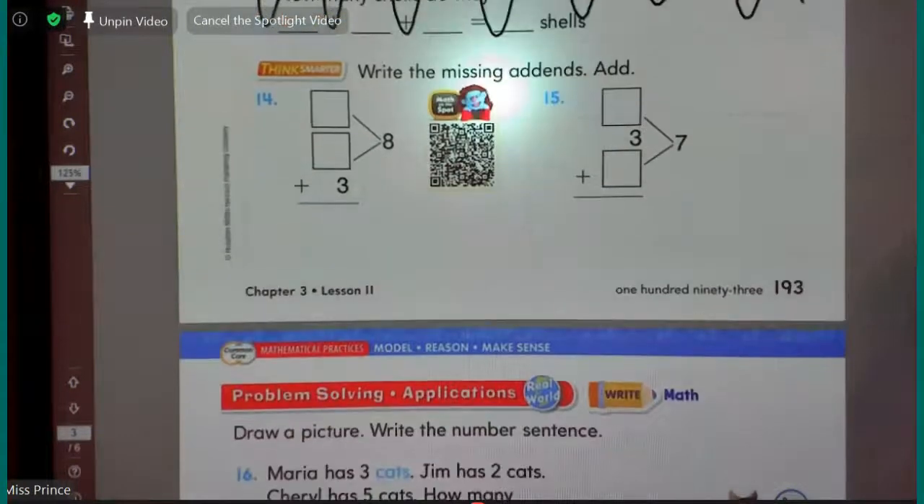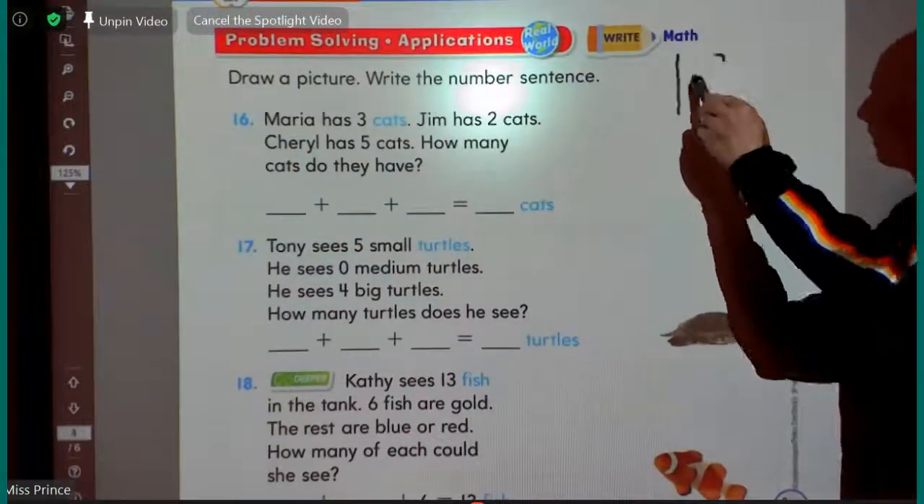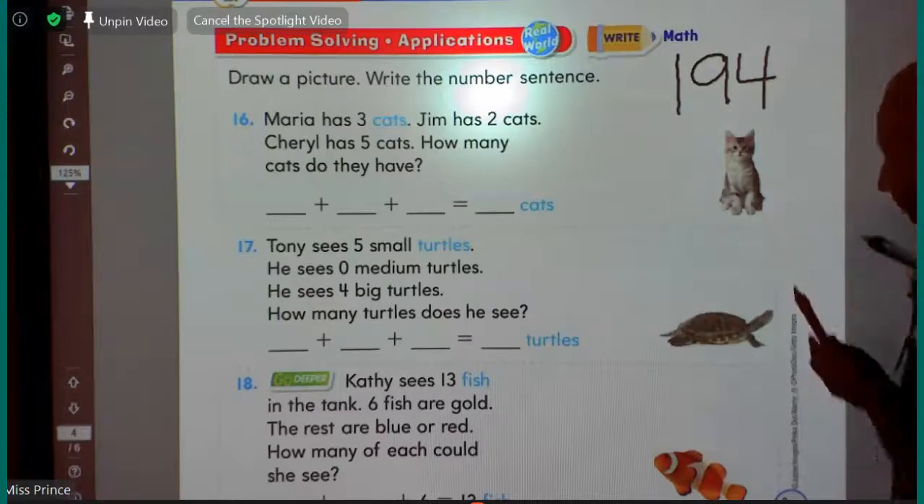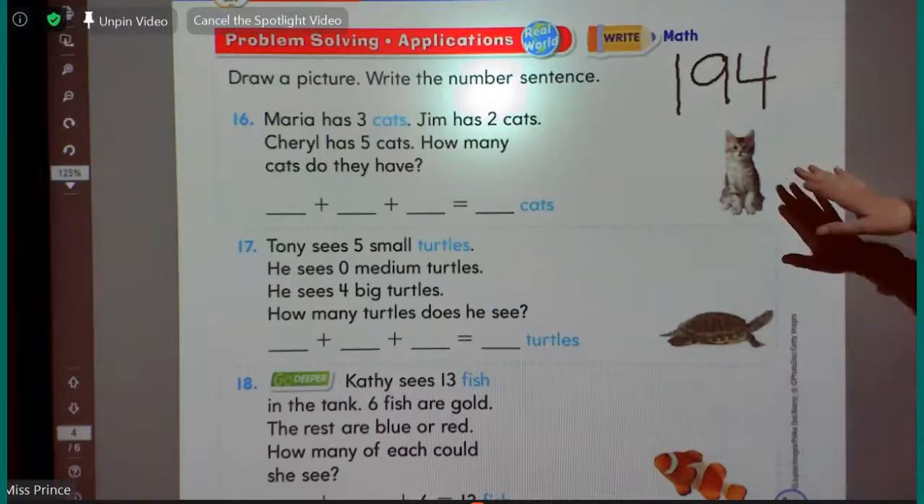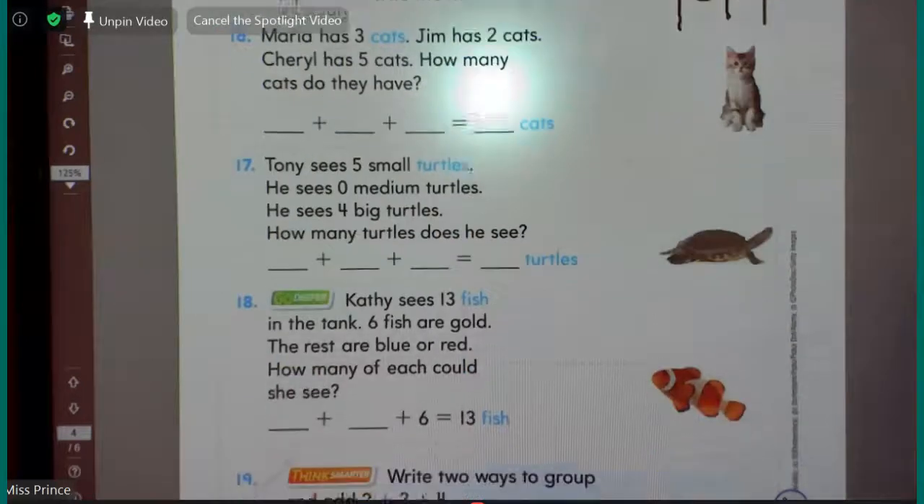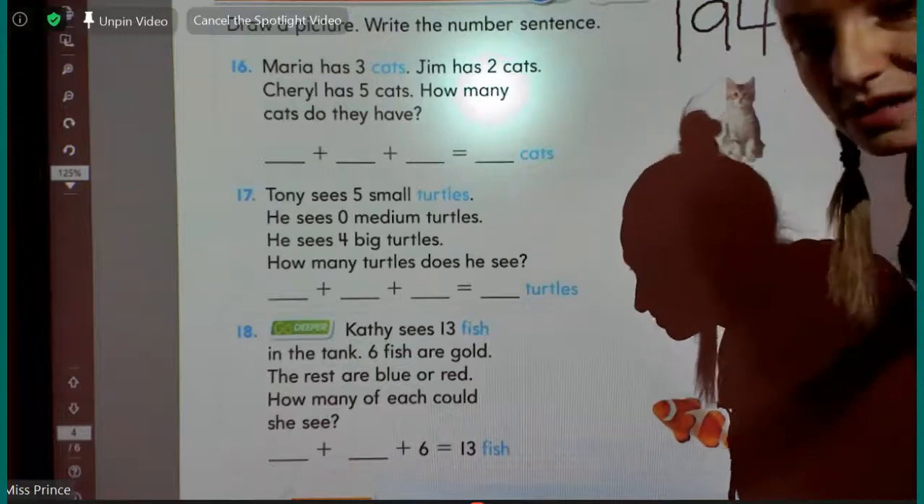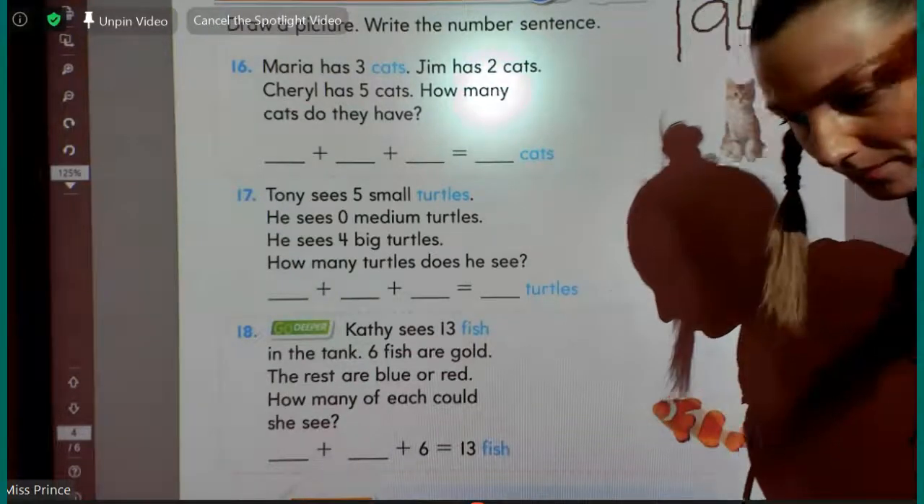All right, we're going to go to page 94. There's a cat here, and a turtle, and a fish. Did we skip the math on the spot? We're going to come back to it if we have time, okay?